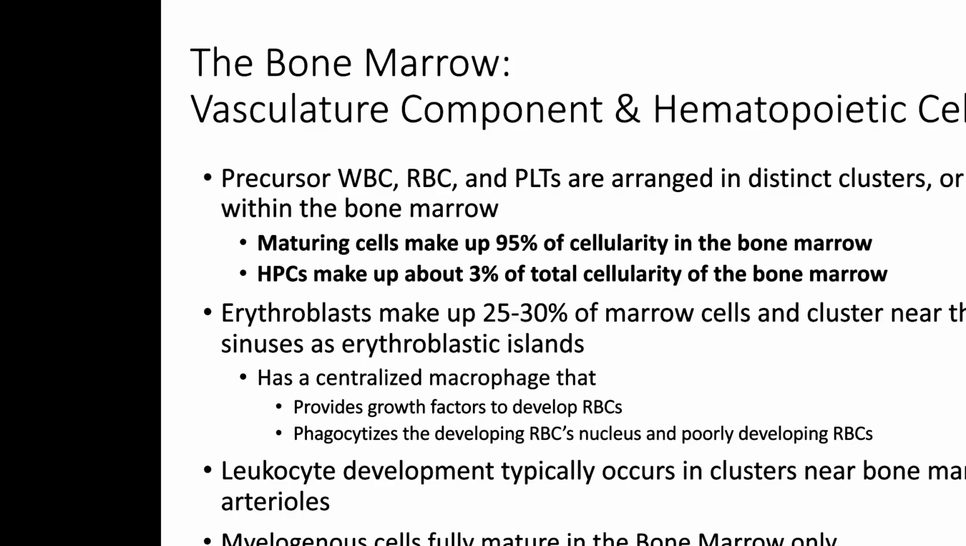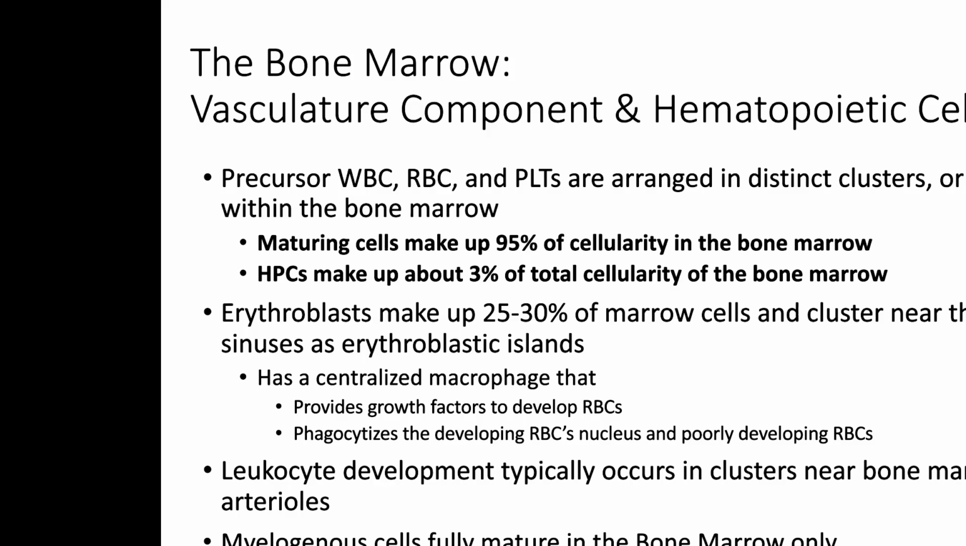Leukocyte development will happen near the bone marrow arterioles. And remember that myelogenous cells will only mature in the bone marrow. The B and T lymphs will migrate elsewhere, usually to the thymus, or if you're a B cell, then you'll go from the bone marrow to the spleen or lymph node.